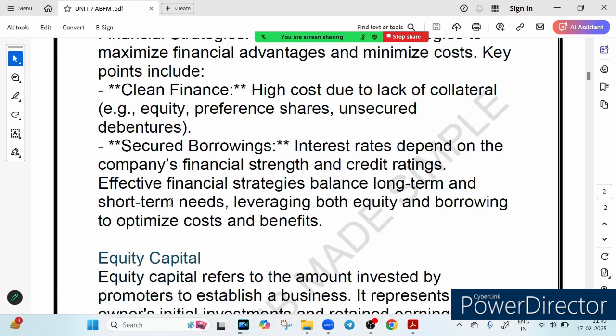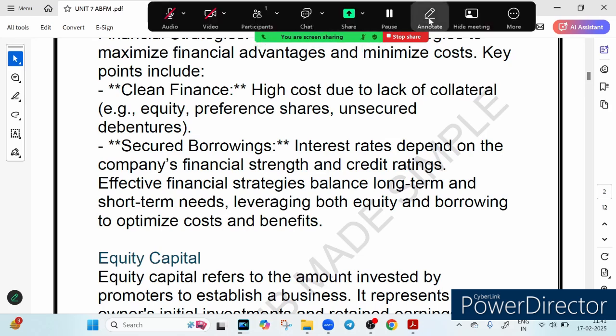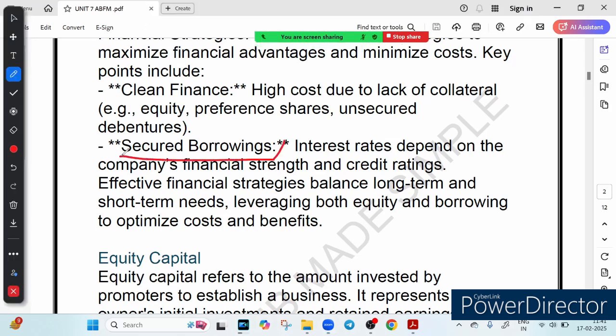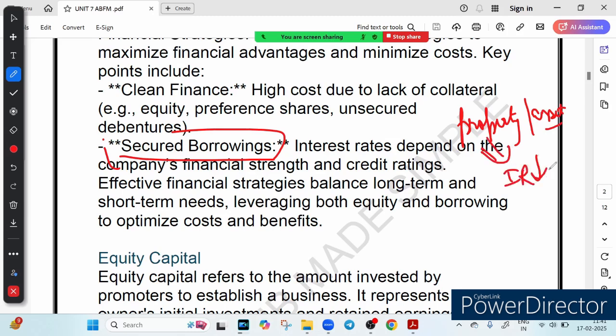The second way to have low cost and high profit is secured borrowing. What does it mean? Here the business offers some security, like property, or something called an asset, to banks, which lowers the interest rate. Since they are offering something, obviously the interest rate will come down, right? A company's financial health and credit rating also impact the borrowing cost.